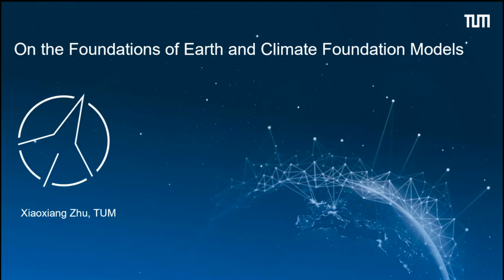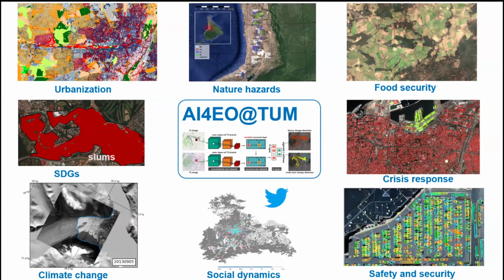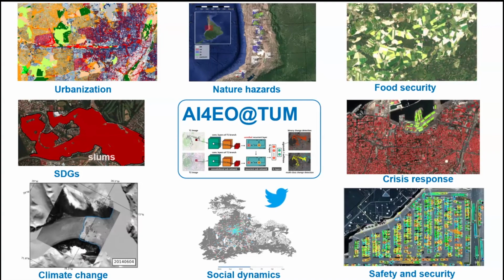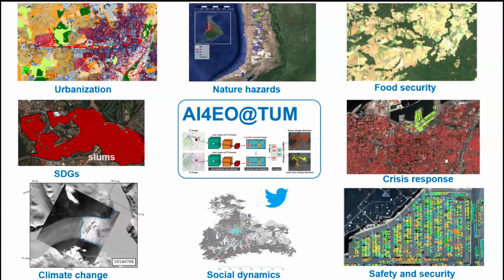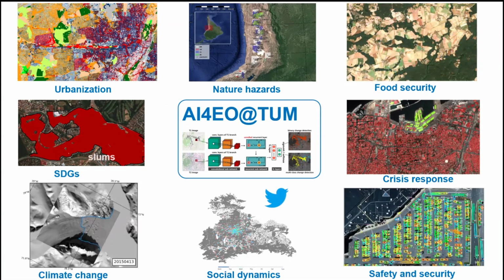Overall, we are working on AI data science for Earth observation, with the goal of contributing to societally relevant challenges. This defines, on the one hand, our application focus. Basically, we do AI for EO for social good, so we have various application focuses.